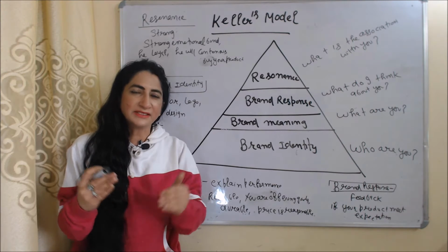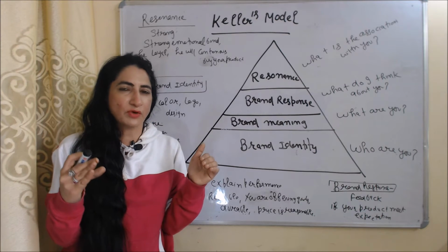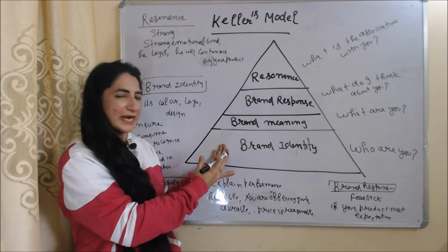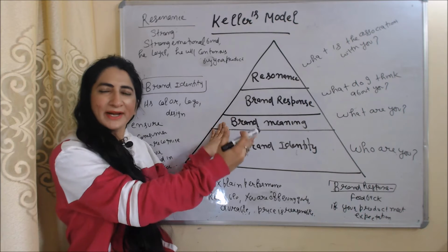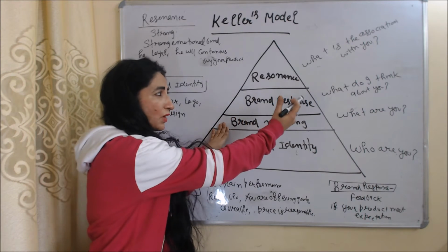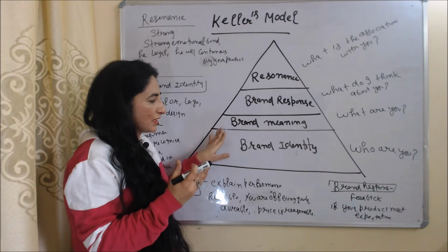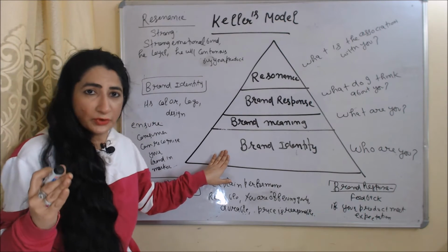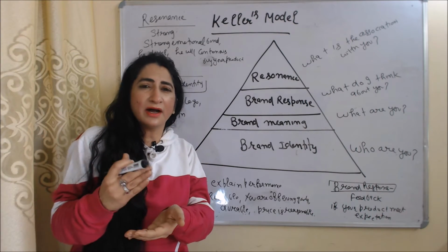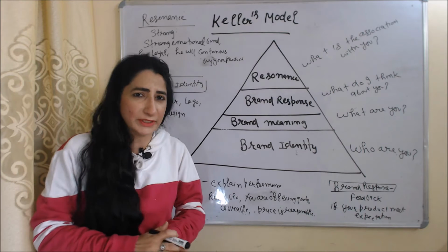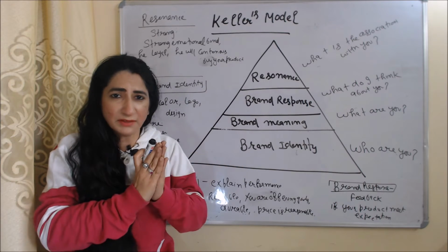Now we are going to talk about Keller's model of brand equity. Keller's model wants to find answers to 4 questions. First is brand identity, who are you? Second is brand meaning, what are you? Third is brand response, what do I think about you? Last is resonance, what is the association with you? Brand identity means recognition of your product: what is the color, logo and design of your product. If people haven't seen or heard about your product, then how can they buy it in the market? That's why, first of all, make sure people recognize your product in the market.